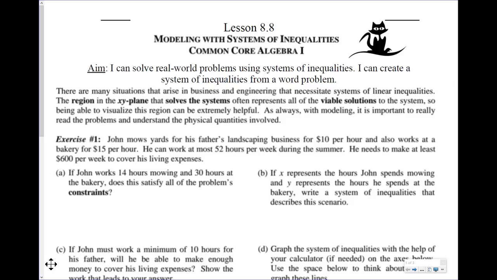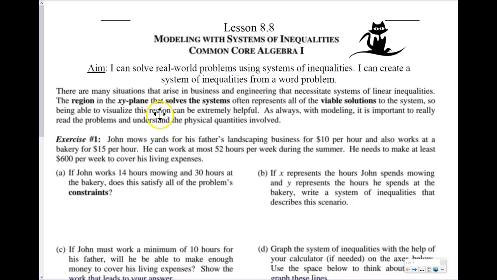So the last lesson we talked about systems of inequalities, and now we're going to look at a real-life word problem, something that might show up on the extended response portion of the Regents. Okay? So we're going to have to read really carefully and try to understand the problem.